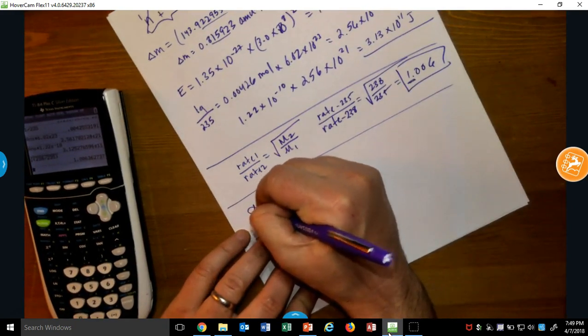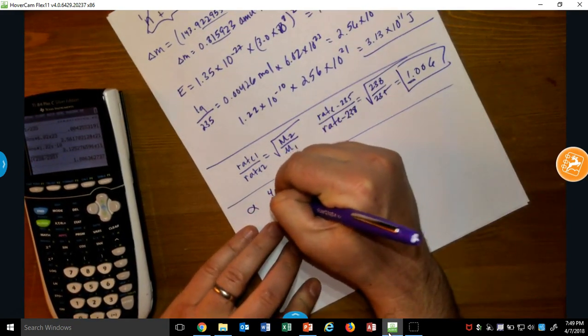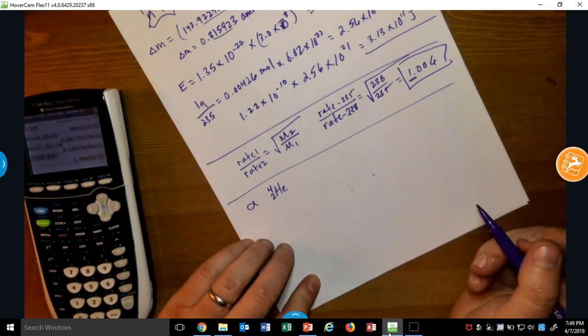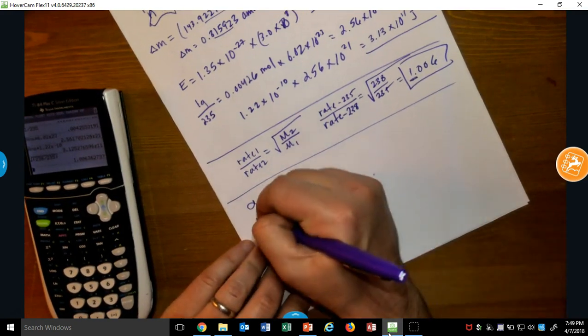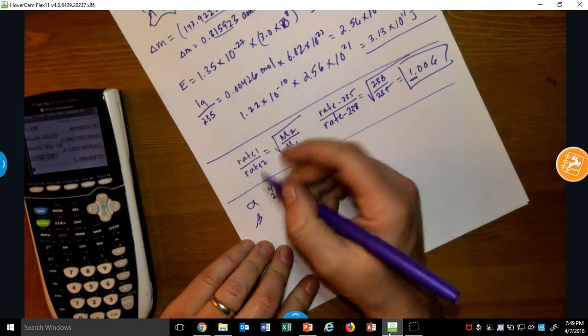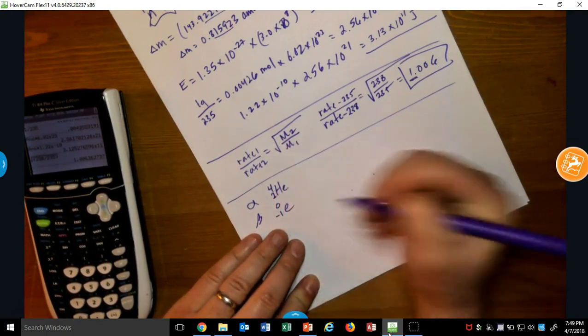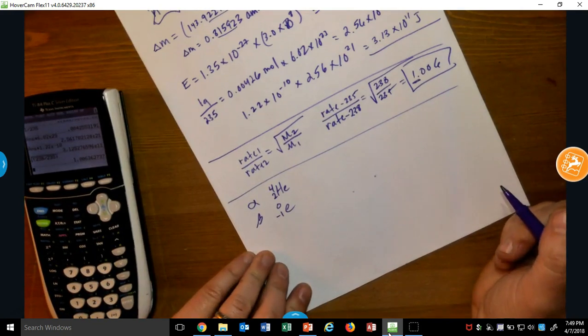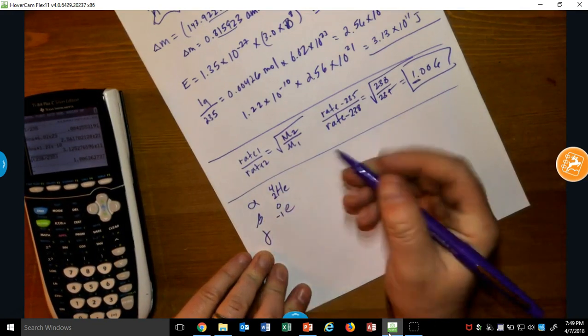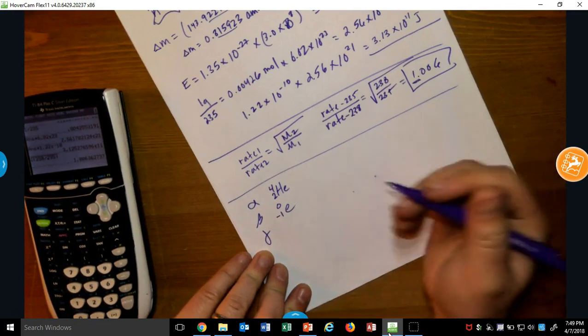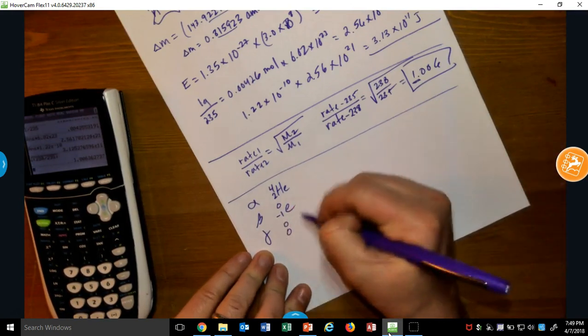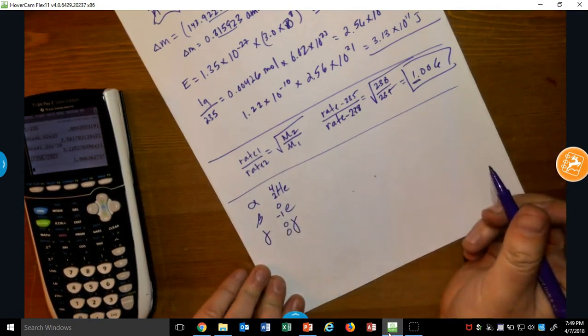So an alpha particle is a helium nucleus, so we just show the symbol for helium. A beta particle is an electron, so we show a mass of 0 with a -1 and the letter E. Gamma radiation, the symbol looks like a diving fish. It's got a mass and atomic number of 0, so it looks like that.